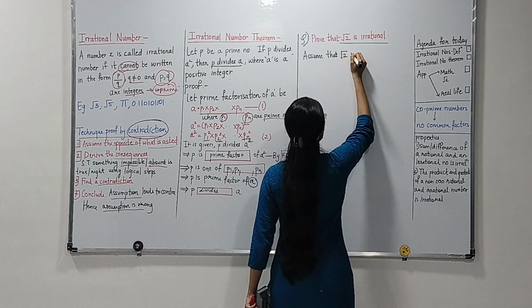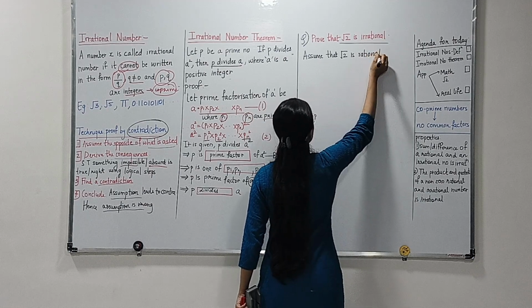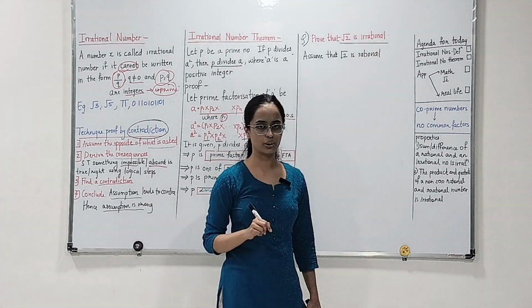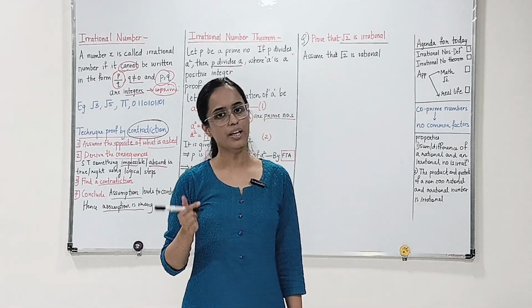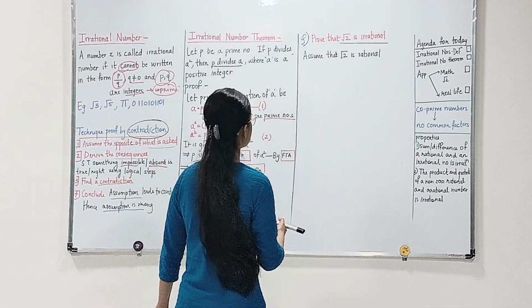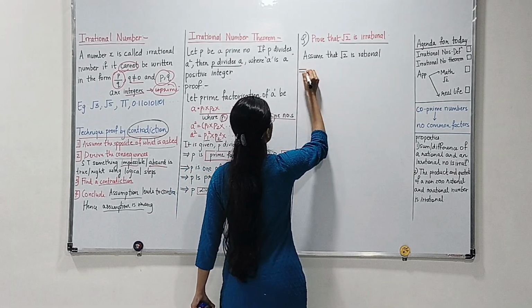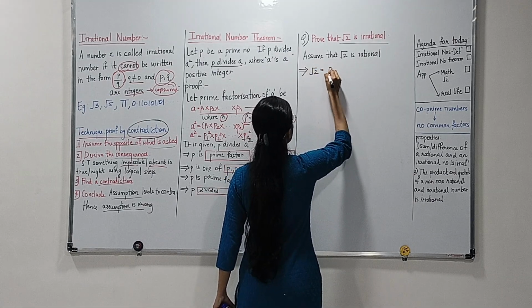that root 2 is rational. Now, if root 2 is rational, then what is the general representation of a rational number? It can be expressed in the form of P by Q. So this implies that root 2 is equal to P by Q.